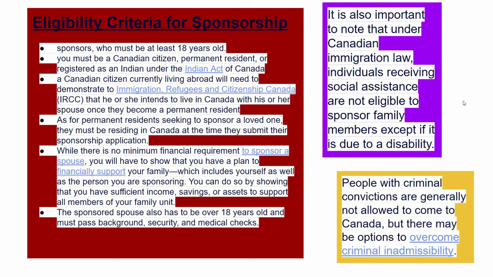It is also important to note that under Canadian immigration law, individuals receiving social assistance are not eligible to sponsor family unless they are disabled. Suppose you are a permanent resident or citizen of Canada and you are disabled, and you are getting some income upon your disability claim, then you can sponsor your spouse or your common law partner from Pakistan. But if it is for any other reason, then better you should not go for social assistance, otherwise you cannot sponsor your wife.